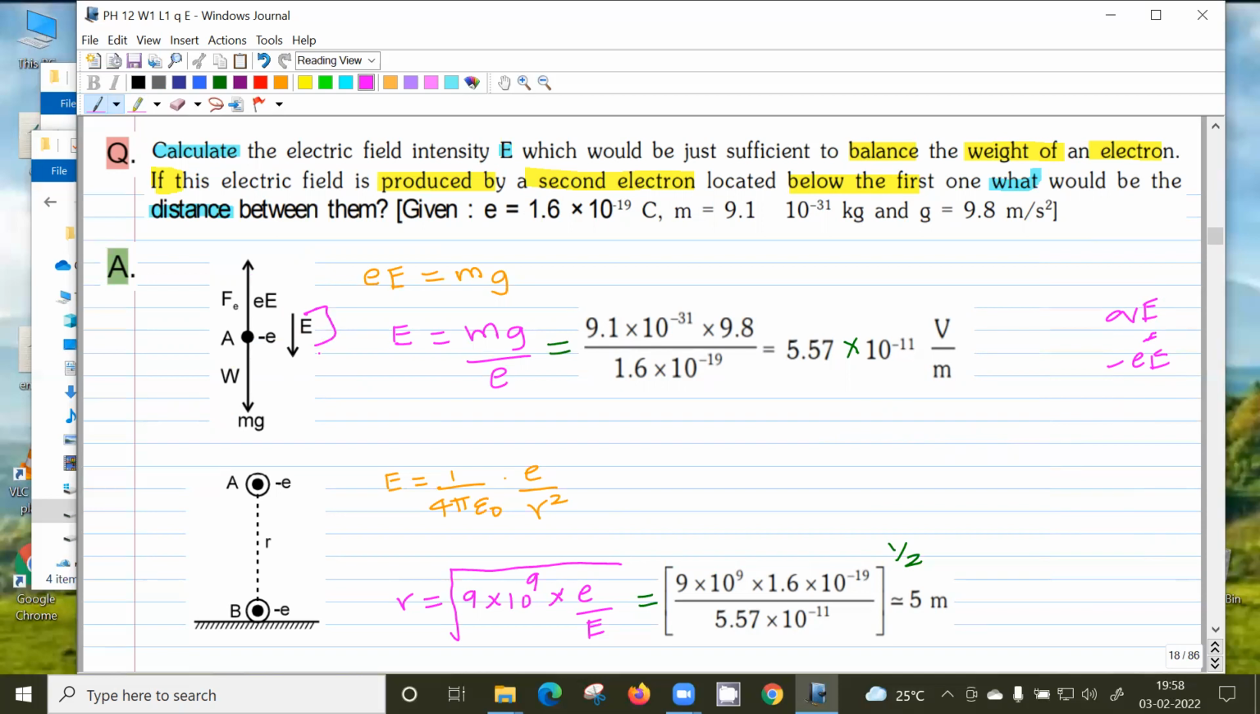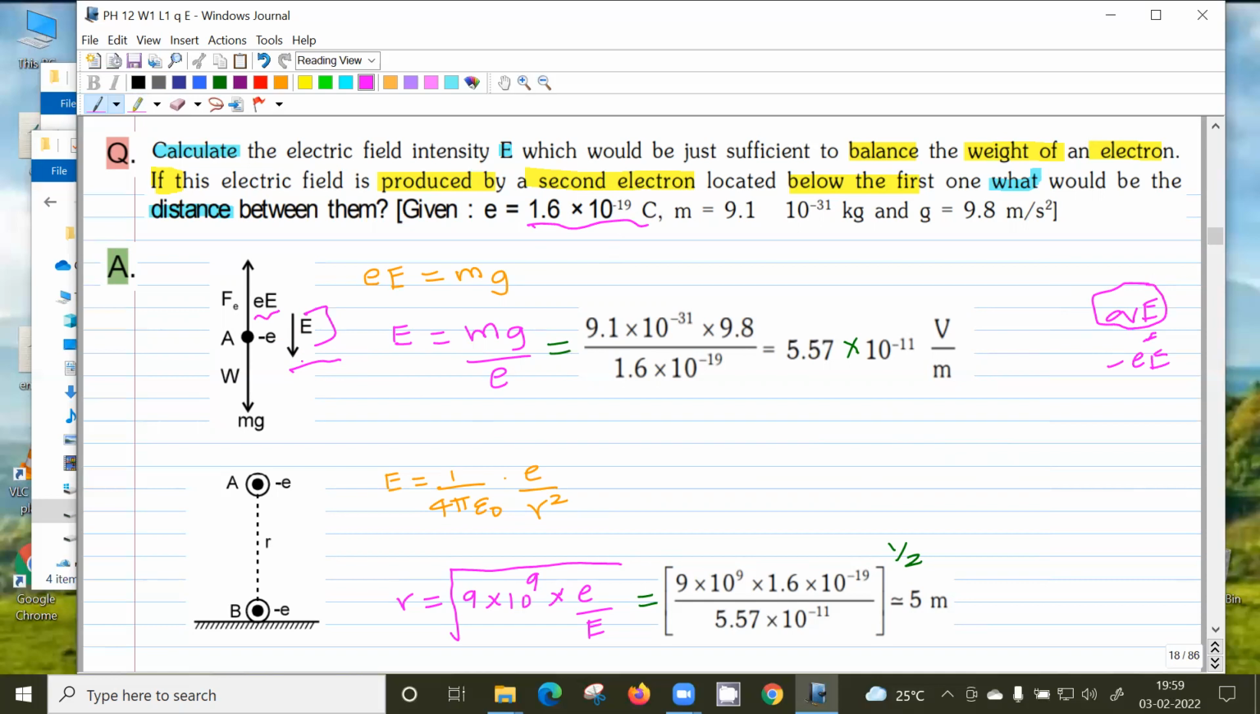Is this clear? Otherwise, the force won't act upwards, because force is given as QE, where Q is the charge. For an electron, the charge is minus e, and e is a positive quantity. So the direction of the electric field should be downwards. Otherwise, it will not balance. Is this clear?